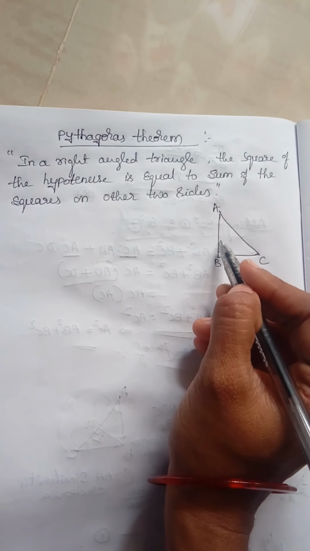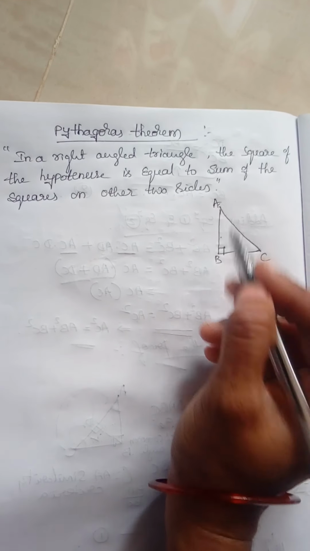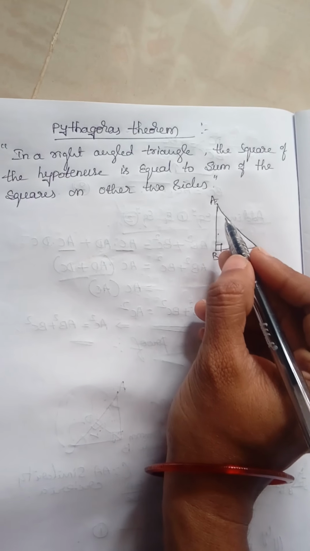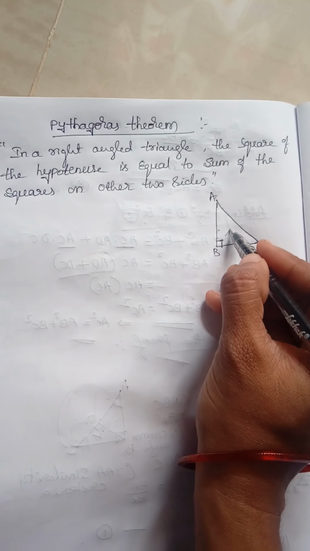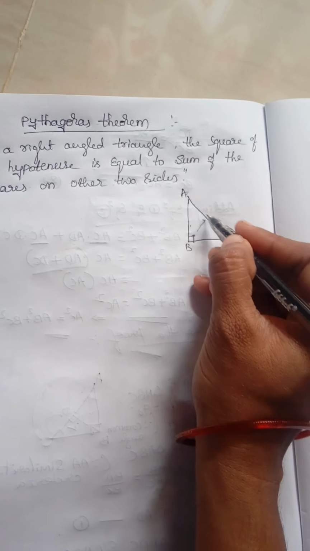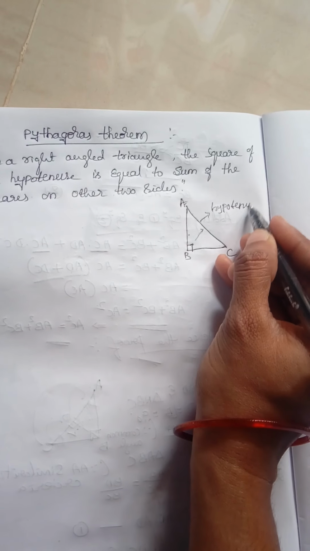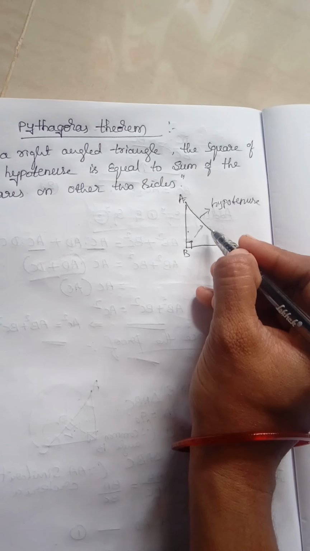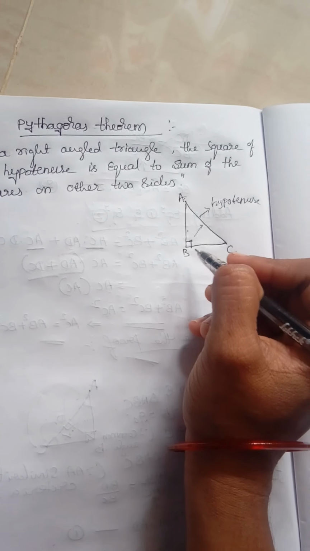In a right angle triangle, the hypotenuse means the side opposite to the right angle. B is the angle opposite to AC. Therefore, AC is called the hypotenuse. Hypotenuse is the side which is opposite to the right angle. Therefore, AC is called the hypotenuse.